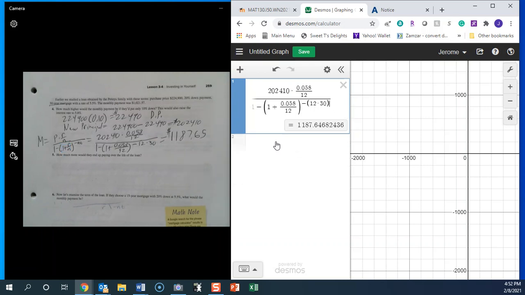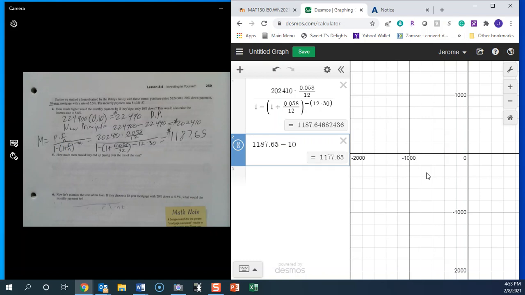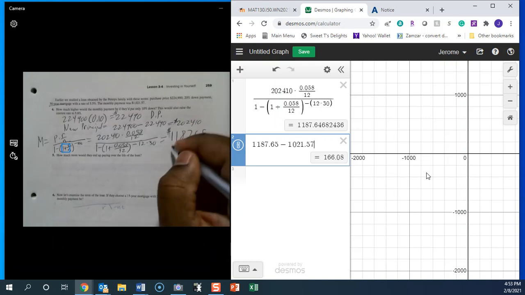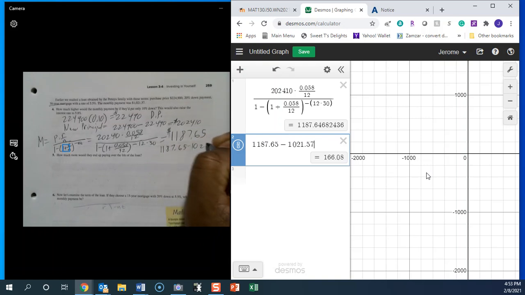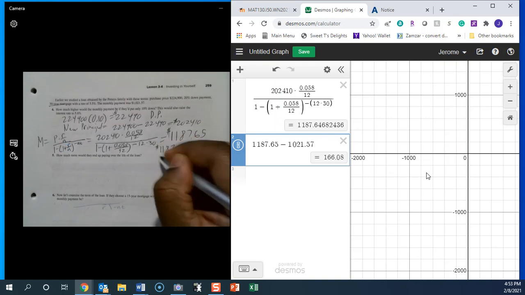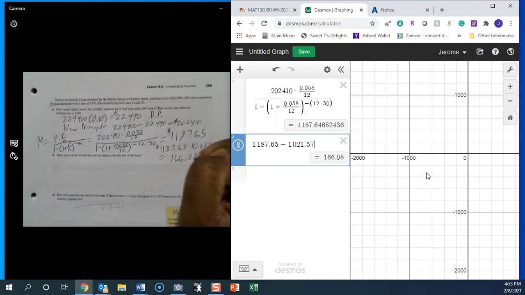So now they want us to find out how much higher it would be with just this 10%. So what we could do, our new monthly payment is $1,187.65, minus the previous monthly payment, which is $1,021.57, and that's from the 20% down payment. I'm going to write this down here. It would be $166.08 higher.